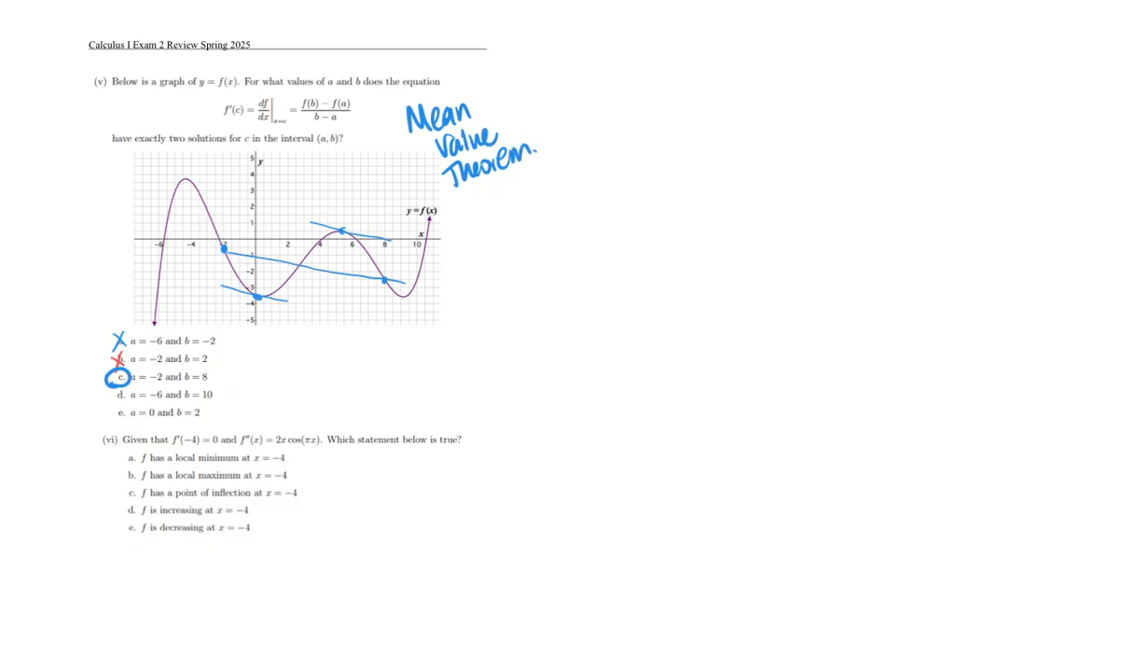On number 6, it says, given that f prime of -4 is 0 and f double prime of x is that, what statement below is true? Okay, so if I know that f prime of -4 equals 0, that means x equals -4 is a critical point.